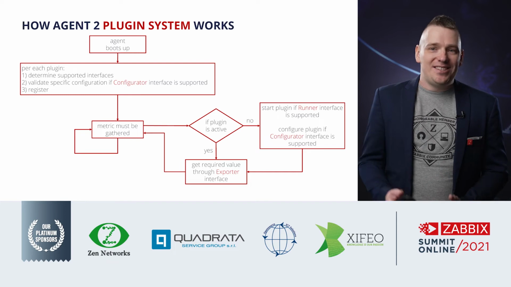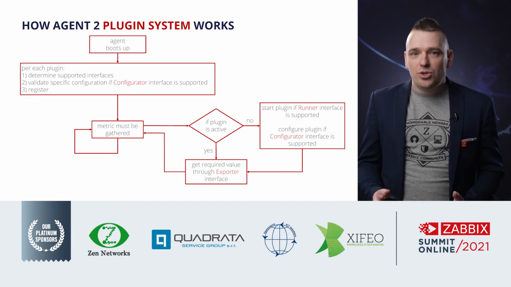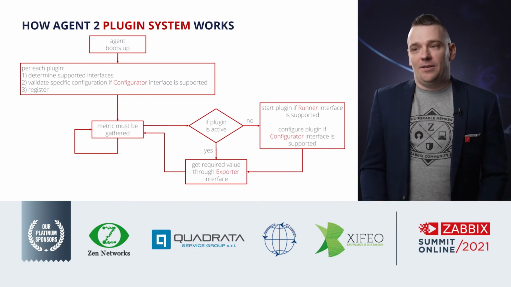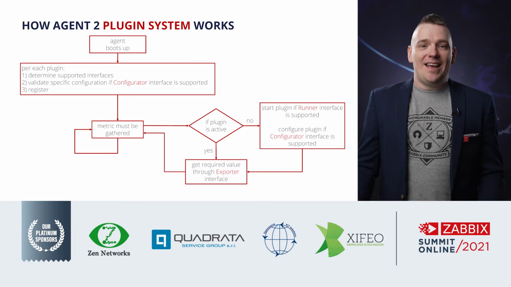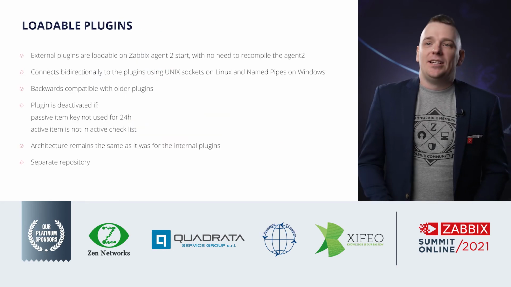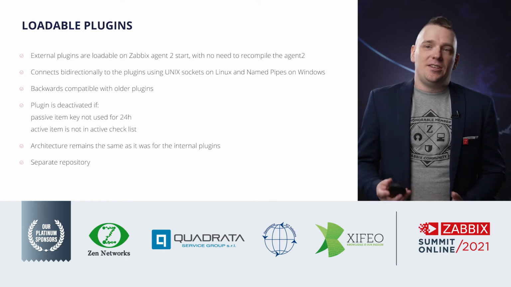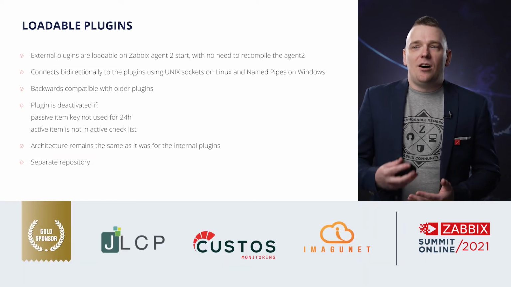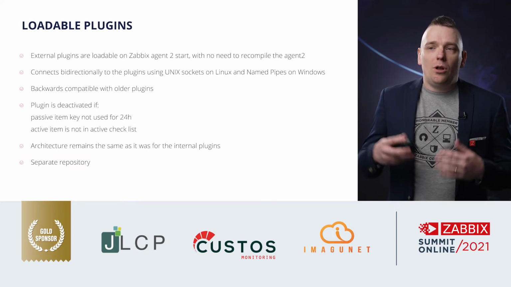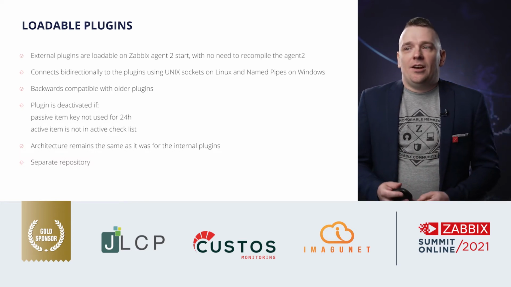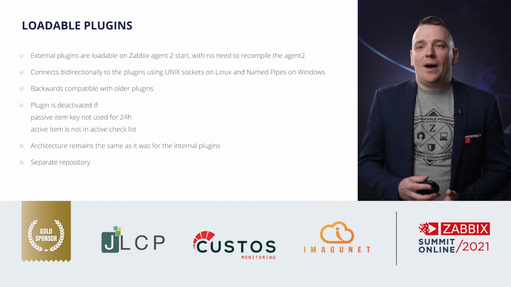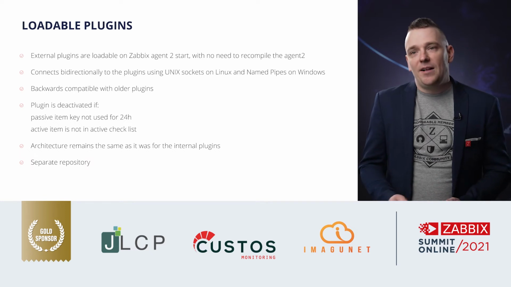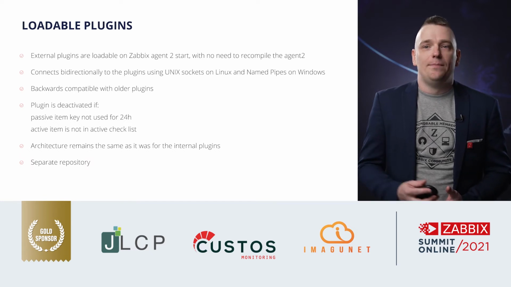It's still registered inside the agent 2. Agent 2 knows what to do when the user requests an item key. It knows, and it can activate it again. All right, and some summary of this loadable plugin architecture. External plugins are loadable on the agent 2 start, and we don't need to recompile the binary. We have this directory, we put those plugin files there, and it will scan on the boot up.